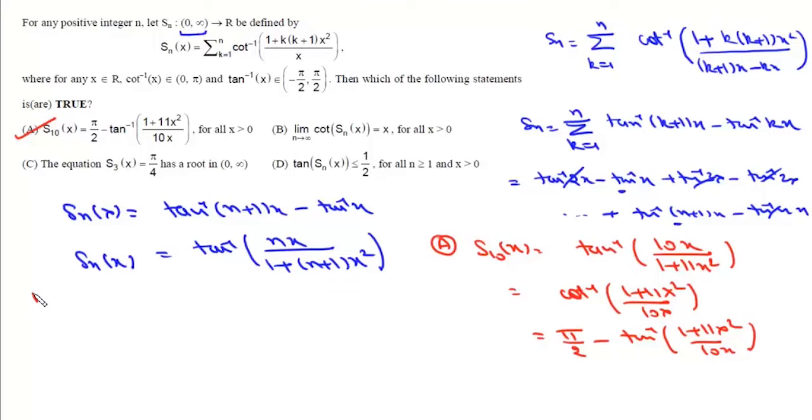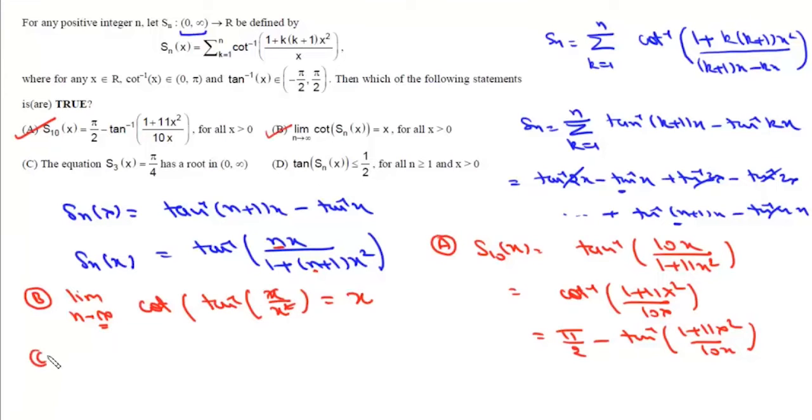Now for this option B, we need to take this limit. Limit n tends to infinity of cot, and then it will be this tan inverse. Since it is an infinite limit, we look at the highest power of n. In the numerator it is 1, in the denominator also it is 1. So the answer will be the coefficients of n. The coefficient of n in the numerator is x and in the denominator is x square. Now we know that tan inverse 1 by x is cot inverse x, and cot of cot inverse x is x. So this value will be x.